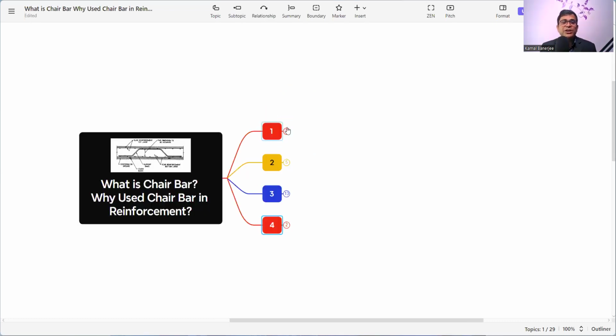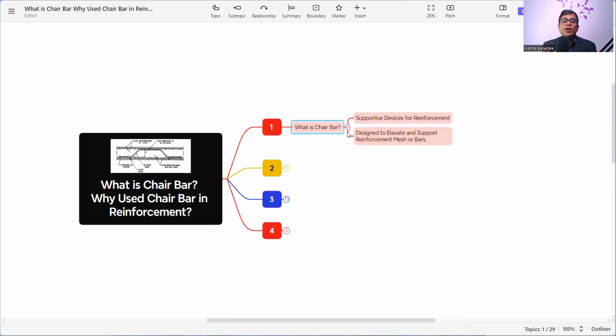So let's start. What is a chair bar? Suppose you have a double reinforcement slab, the top mesh and the bottom mesh. Now, how to keep the top mesh in place? That's why the chair bar is coming. What is a chair bar? It is provided in between the top mesh and the bottom mesh so that the top mesh will be in the same place and will not come down towards the bottom mesh. So this is the chair bar.